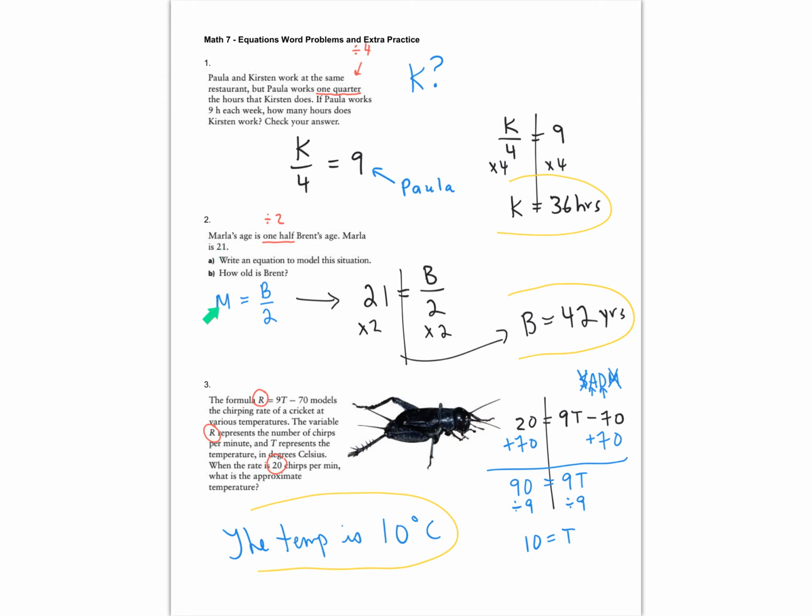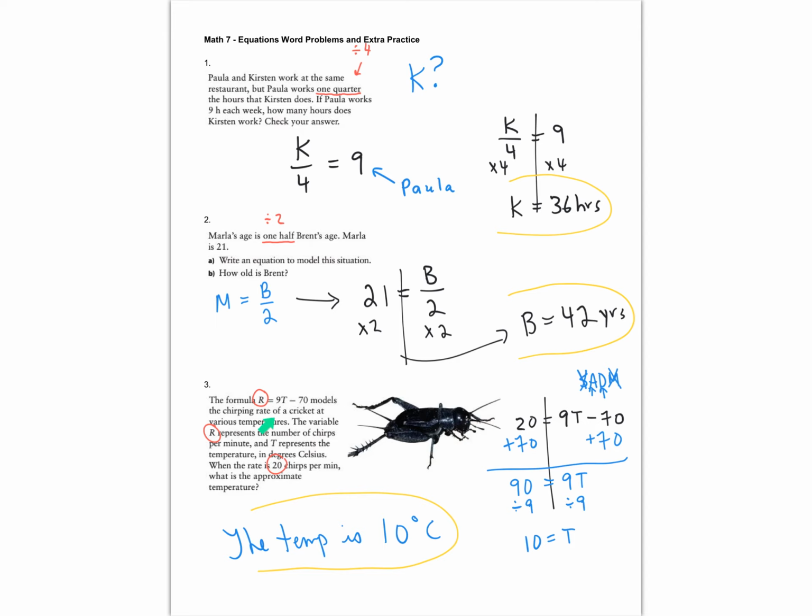Marla's age is 1/2 of Brent's. So whatever Brent is, we can divide it by 2, and that will give us Marla's age. But they gave us Marla's age, so we don't need to use M. We can just chuck in the 21 for it. So Brent's age divided by 2 is that, times both sides by 2. Brent is 42 years old.